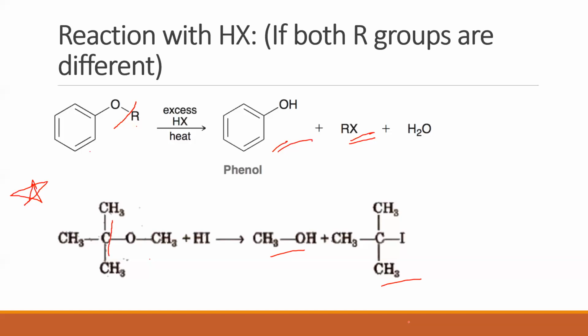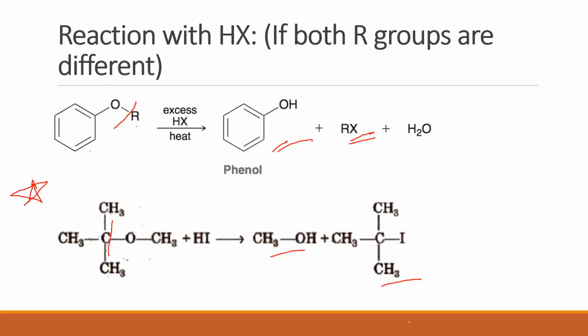All right. So remember, if one of the R groups is tertiary, I want you to remember this, whatever I'm saying right now. If one of the R groups is tertiary, the bond will always be cleaved towards the tertiary group. Let me repeat. If one of the R groups in an ether is tertiary, then irrespective of whether it is small or big, the bond will always be cleaved at the tertiary.